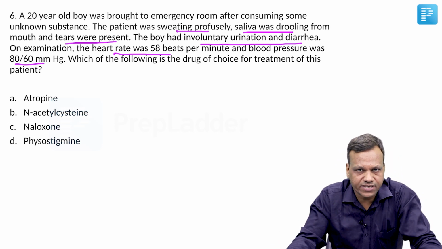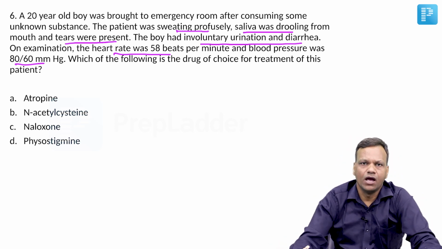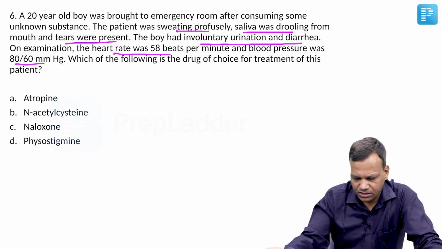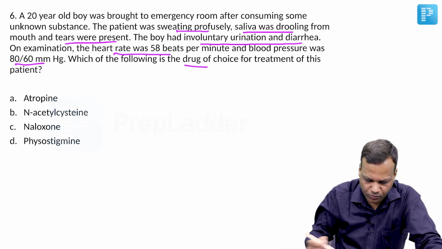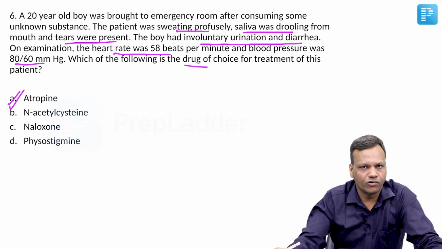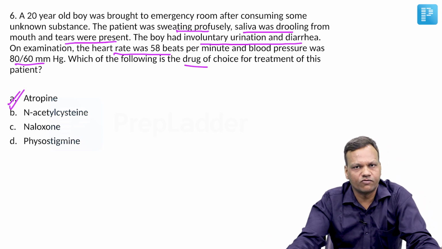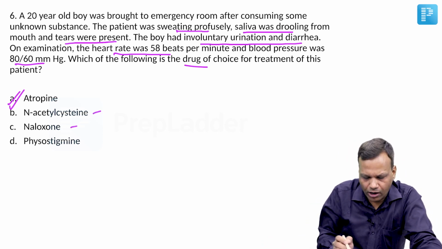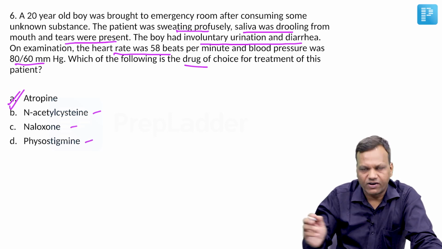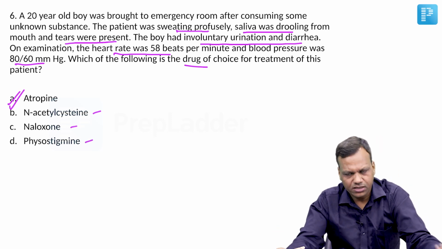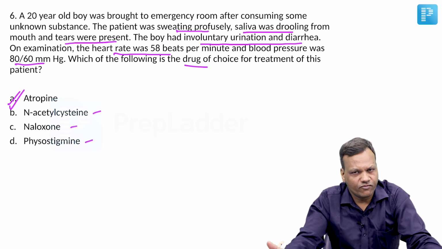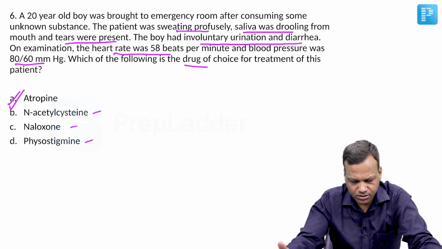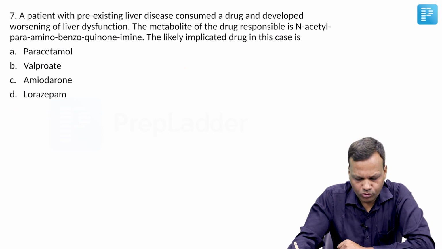So which type of poisoning is likely to be? Yes, it is likely to be organophosphate poisoning. And the simple question, what is the drug of choice for organophosphate poisoning? The answer is atropine. You all know atropine is the drug of choice for organophosphate poisoning. N-acetylcysteine is the antidote for paracetamol poisoning, naloxone is for opioid poisoning, and physostigmine for atropine poisoning. Okay? So the answer to this is very easy. Frequently repeated question on OP poisoning. So the answer is atropine. Okay, moving to the next question.